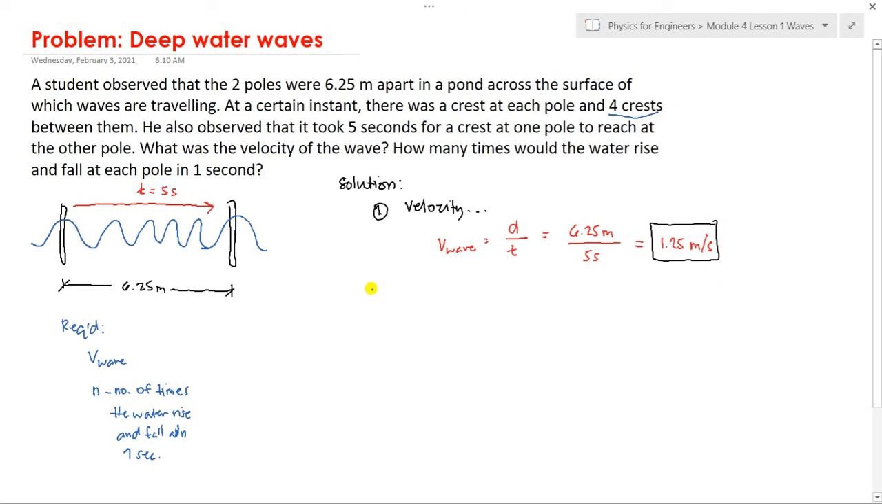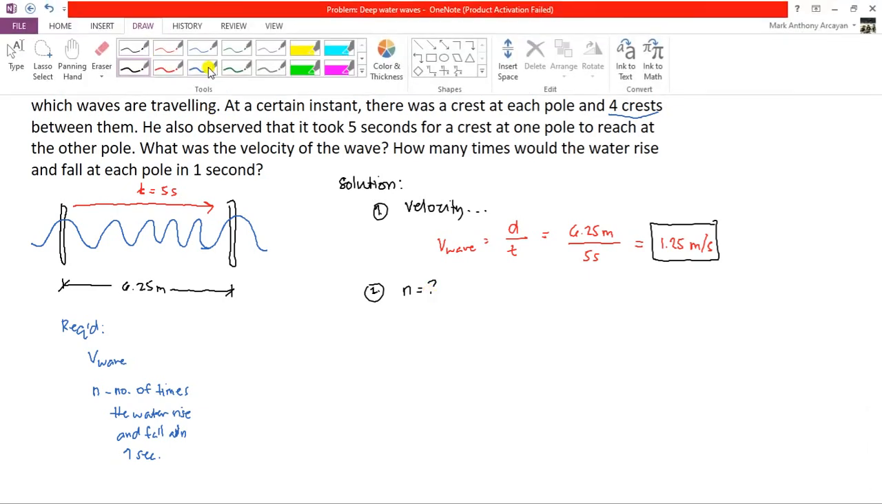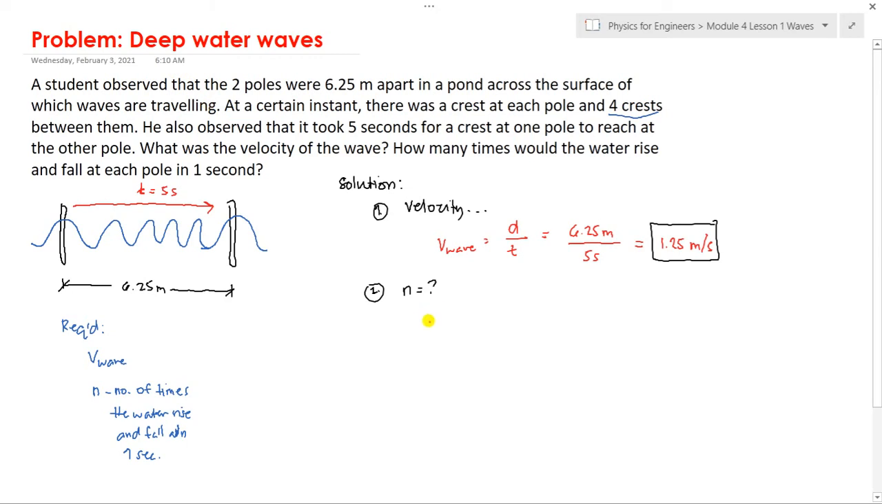Now for the second one, how many times, that is n. We're going to solve for n, the number of times a crest forms in 1 second. So to get the number of times, we need to know first the frequency of our water wave. Solving for the frequency, we know that velocity is equal to frequency times the wavelength.